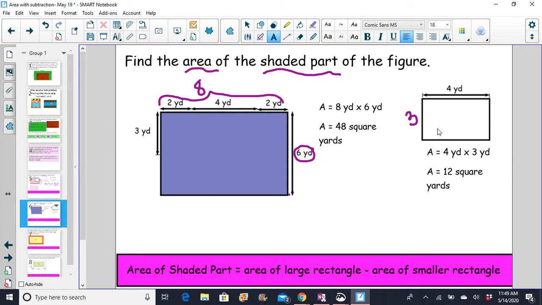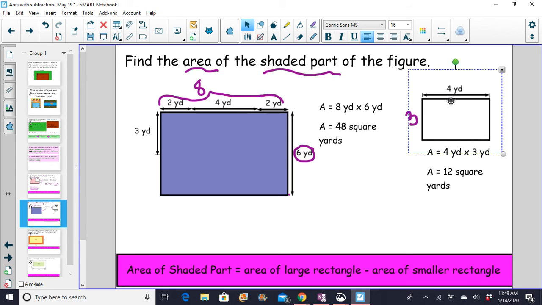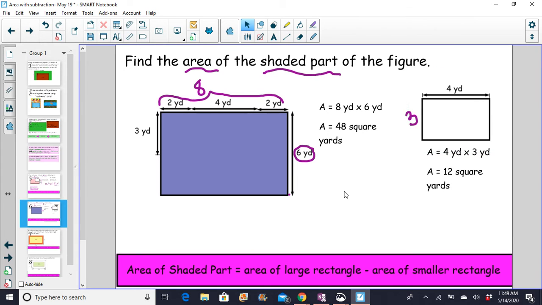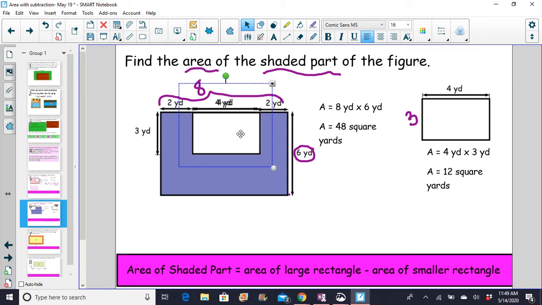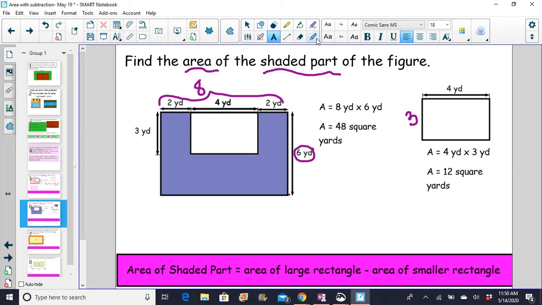Now, if this were a composite figure where the rectangles were side by side, remember I'd be adding together the areas, but that's not the case here. We're talking about rectangles that are overlapping. They're on top of each other. So I'm going to go ahead and just copy this for ease here. So instead of adding, I need to subtract. I need to take away that chunk that is where the white rectangle is. Okay, so I'm going to go ahead now and subtract.